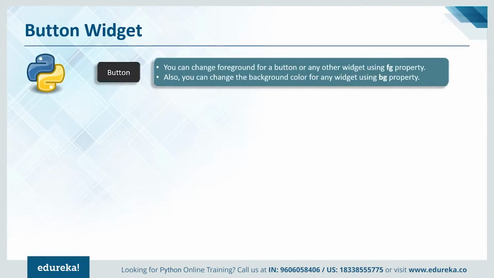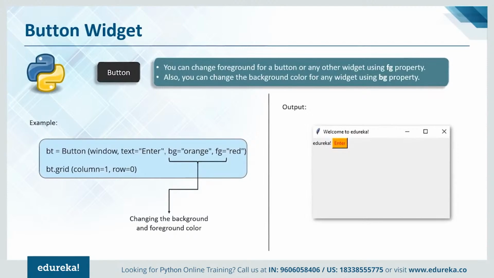We'll be using the parameter fg as shown in the code for foreground, and similarly background color can be changed using the bg property, guys. Well, in this case, our foreground is the text, which is actually red color as defined, and the background is orange as we have set it using the bg parameter.